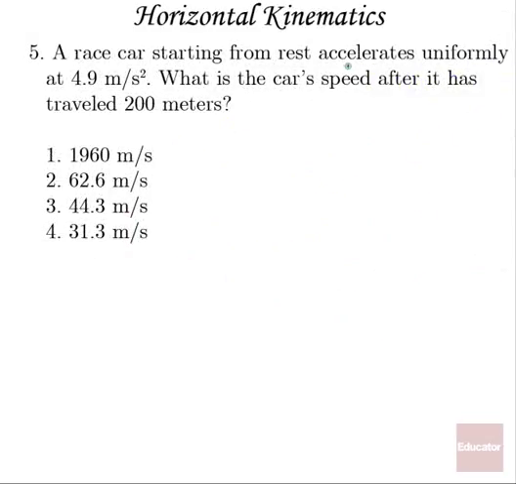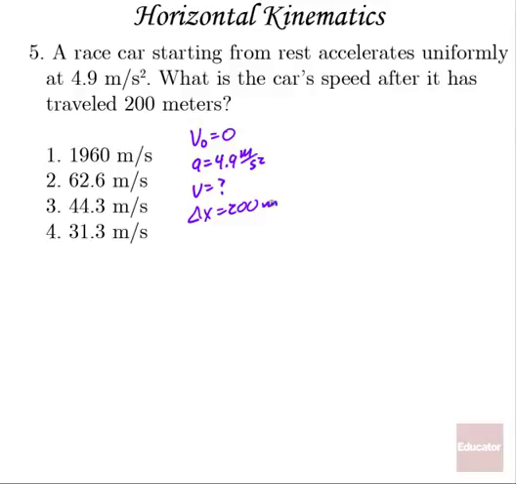A race car starting from rest accelerates uniformly at 4.9 meters per second squared. What is the car's speed after it has traveled 200 meters? Well, let's start with our givens. Starts from rest, v initial equals 0. Accelerates uniformly at 4.9 meters per second squared. There's our acceleration. We want to find the car's speed after it has traveled 200 meters.